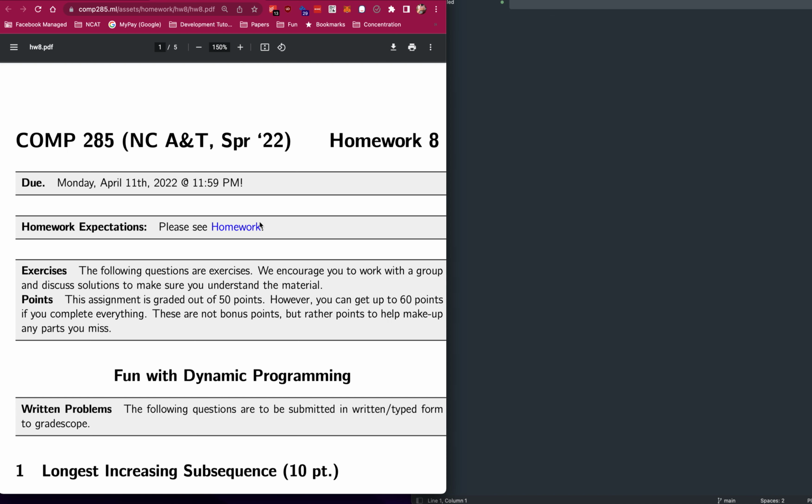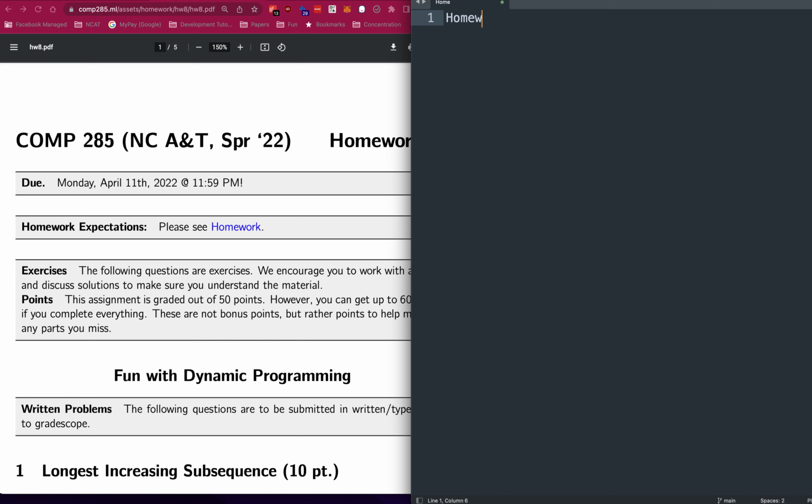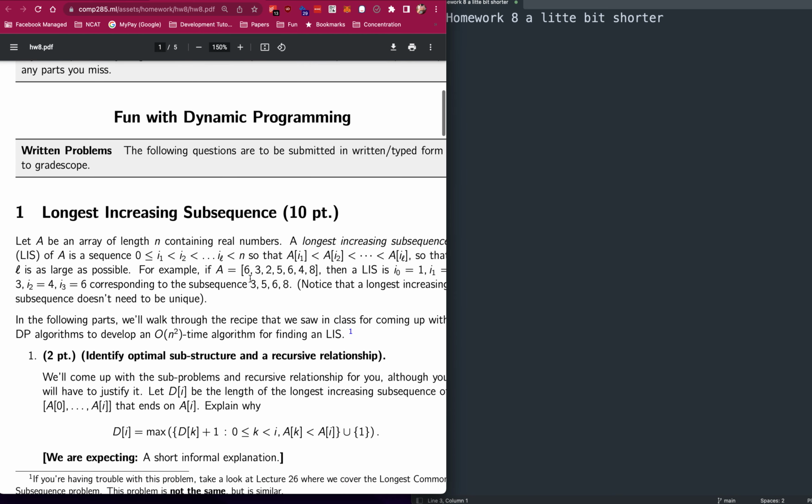But anyway, let's get started with homework 8 and the walkthrough that we're going to go through today. I did intend for this homework to be a little bit shorter than other homeworks. I wanted you guys to have time to really think about the problems and the way you approach them. So we'll see how that works out.